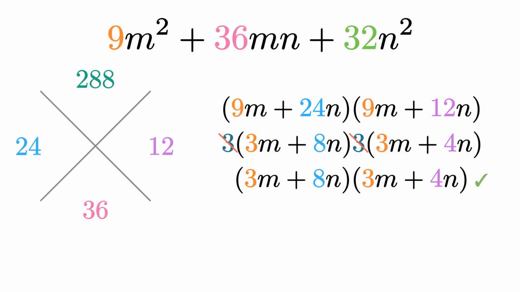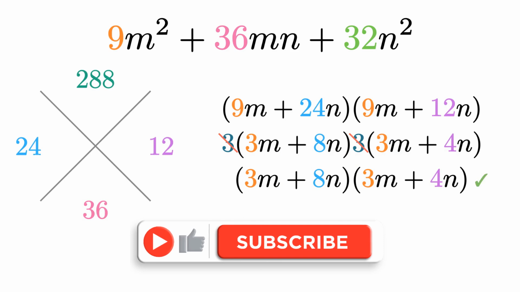And that is how you'd factor this expression. But that pretty much wraps up this video, guys. That is how you factor trinomials with two variables. As you see, it's very similar to how you do it with one variable.